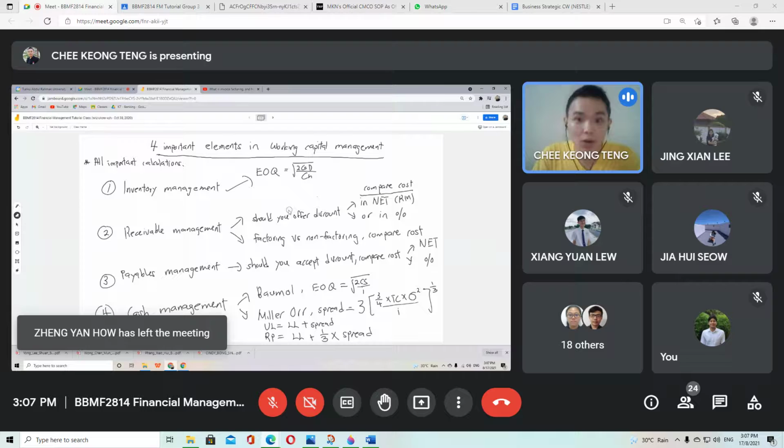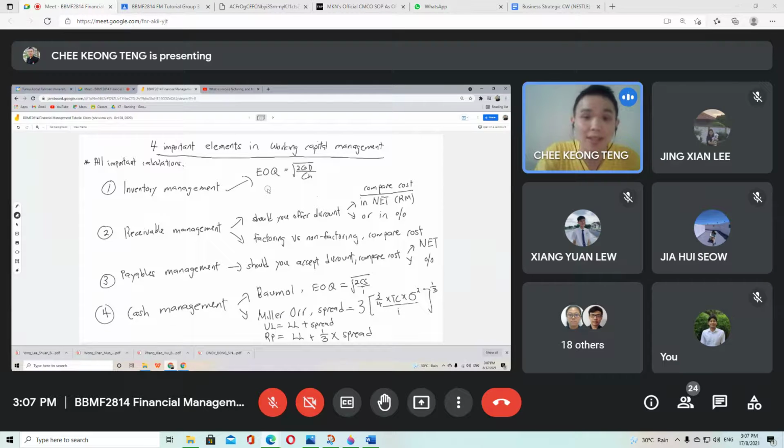Of course, there are all the other theories, like the just-in-time system, which is also one of the inventory management methods. But here it is only for calculations. The calculations involved, I have listed down, so I hope you are clear that when you come to a calculation, you know which part it belongs to. And then receivable management.